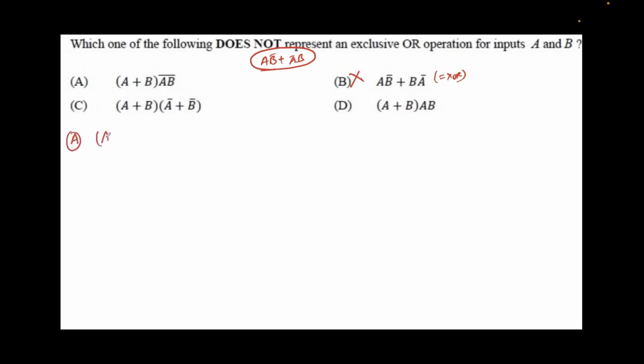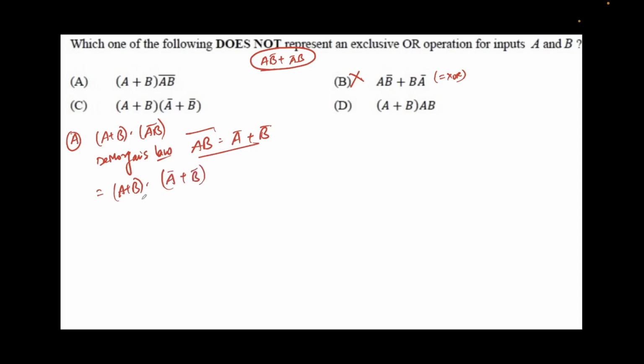Option A says a plus b times ab whole bar. Now De Morgan's law says that ab whole bar is nothing but a bar plus b bar. So let's put that here. So a plus b times ab whole bar will become a plus b times a bar plus b bar. Now we multiply. There are two terms here, two terms here. So it will come to a a bar plus b a bar plus a b bar plus b b bar.